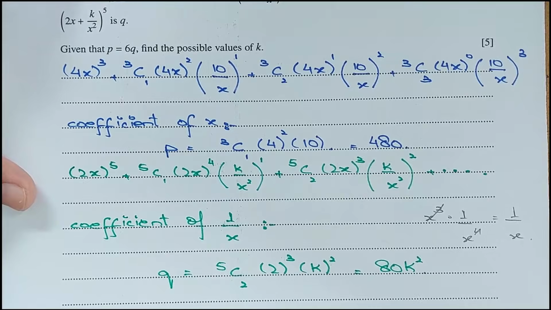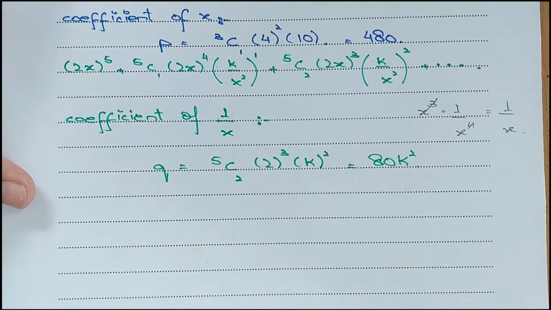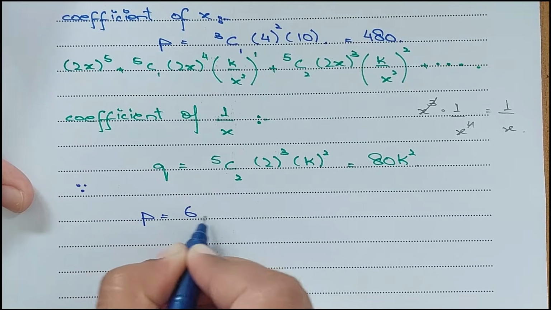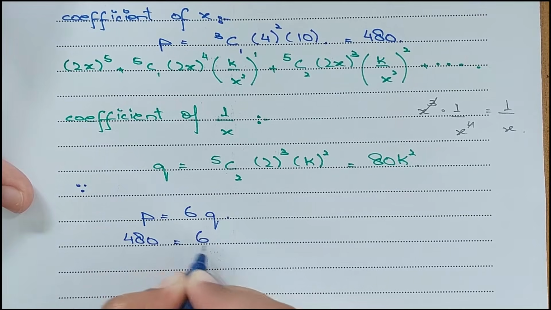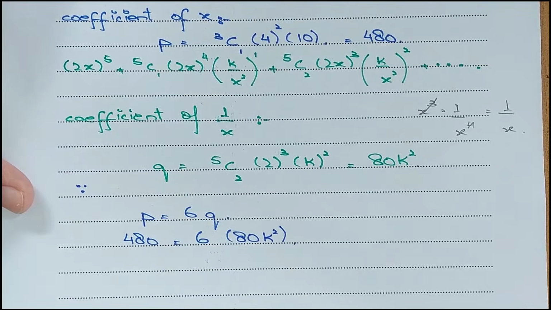Okay, now the question says given that p is equal to 6 times q, we have to find the possible values of k, right? P is equal to 6q. The P value is 480, which is equal to 6 times the q value, which is 80 times k squared. We have to find the possible values of k.